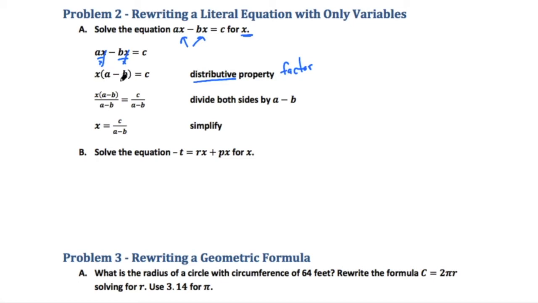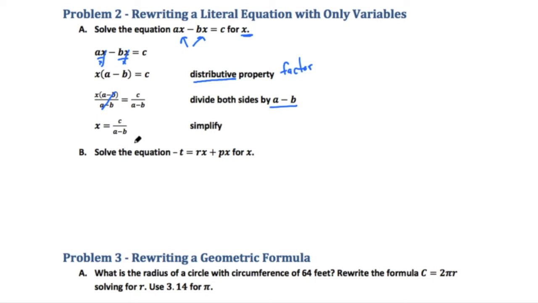So now we have this term. If it was a number, like 5, we would just divide both sides by 5. But we can still divide both sides by this expression, a minus b. So we'll divide on the left side, and the a minus b will cancel, and on the right side we're just going to get this expression c divided by a minus b.